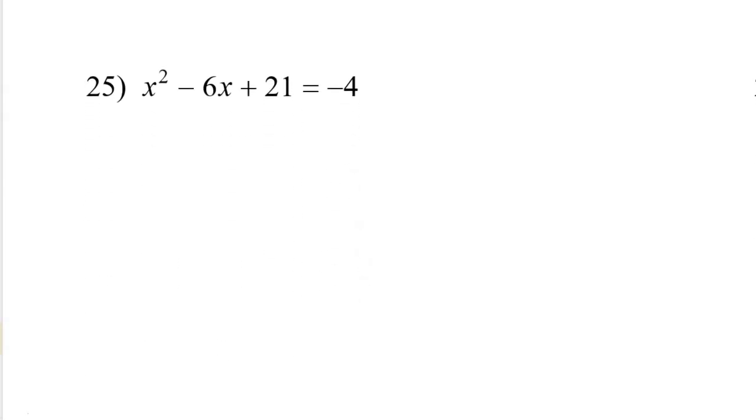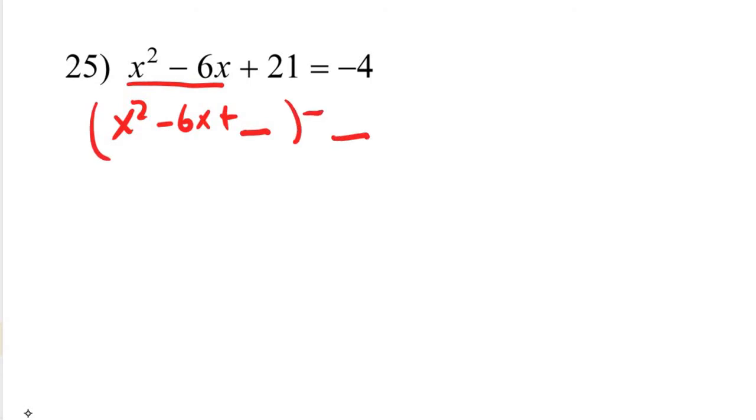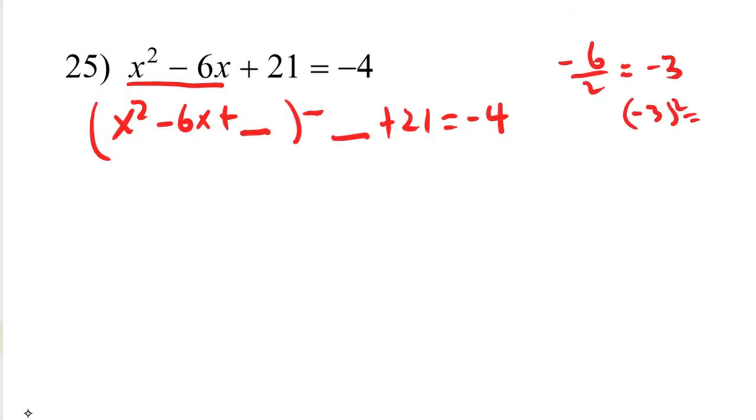Number 25. Okay, it's another one. In this case, you're looking at the first two terms here and trying to complete the square for them. So it will be x squared minus 6x plus something, and then minus the same thing plus 21 equals negative 4. Now, half of negative 6 is negative 3, and negative 3 squared is 9. So we're going to complete the square with 9 and 9.